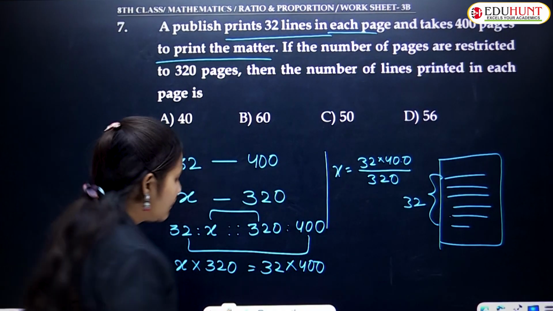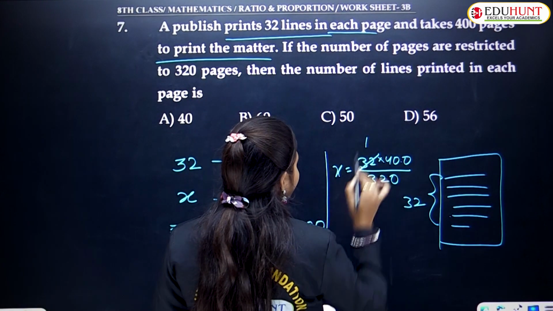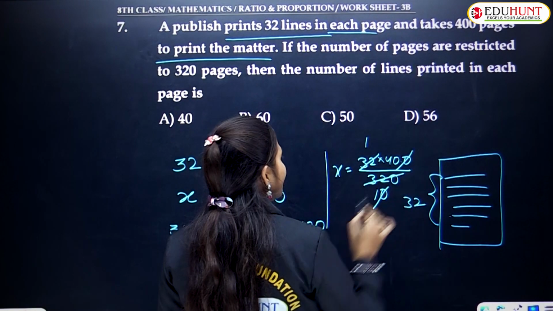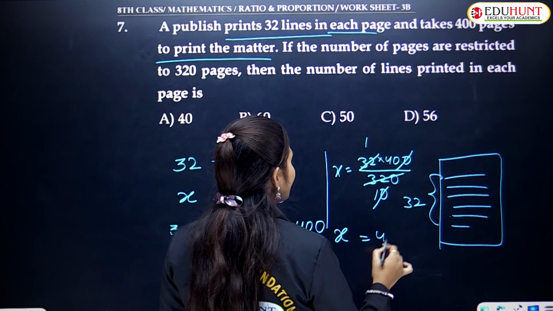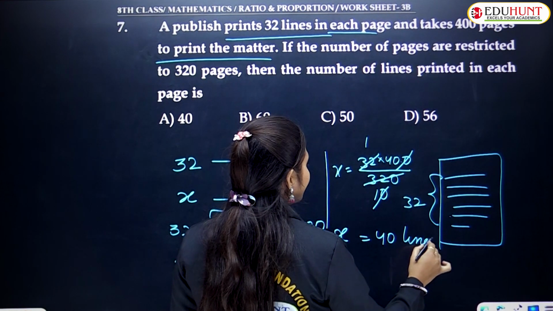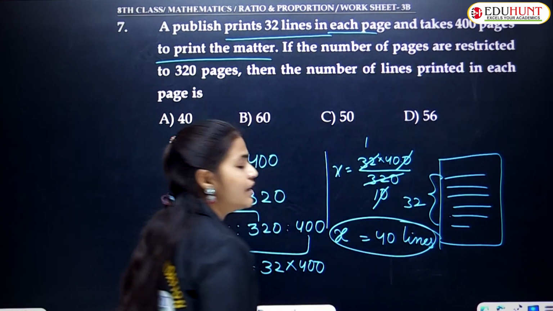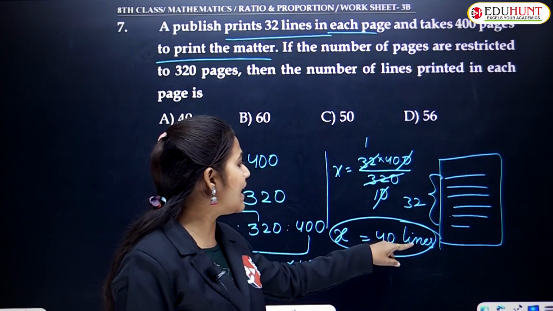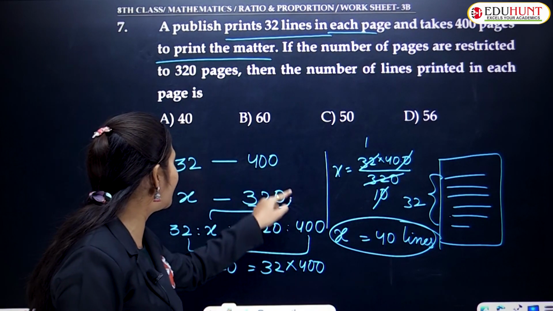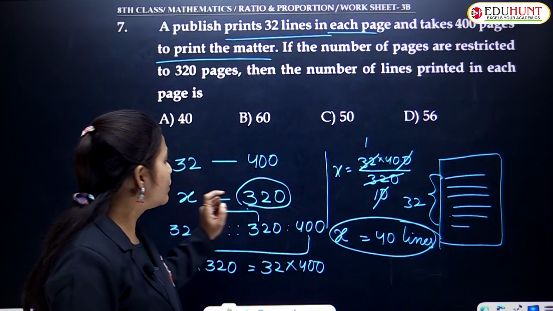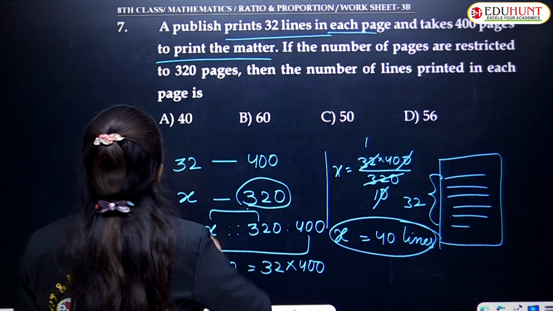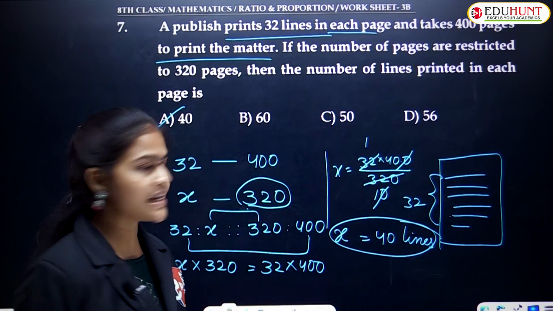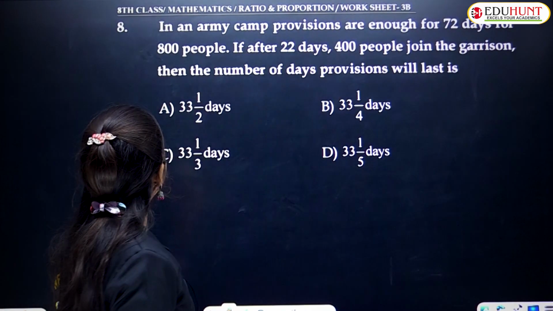Clear? So 32 ones and 32 tens, 320. The 0 and 0 get cancelled. Finally x equals 40 lines. X is equal to how many lines? 40 lines. If each page contains 40 lines, then the number of pages will be 320. So this is the answer. Which option is correct? Option A is correct, that is 40 lines. Understand? Let us see the next 8th question.